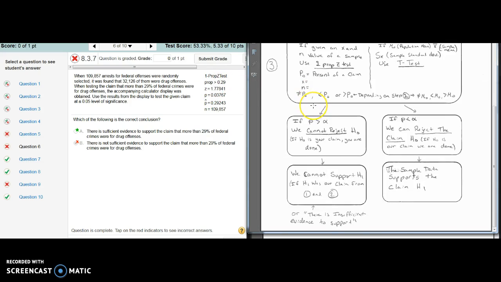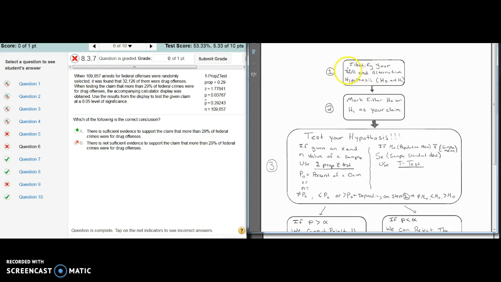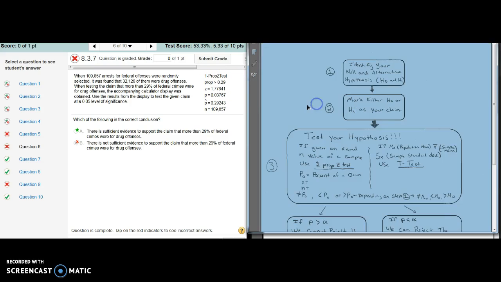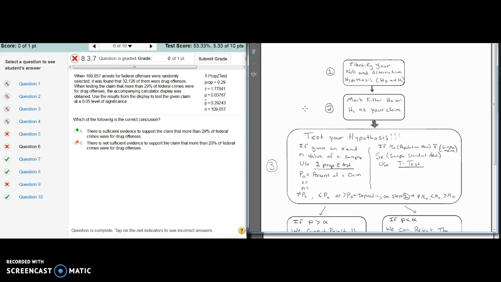I'm going to send this to you, but I went ahead and filled out kind of a flow chart of what we're going to do. They've already taken care of identifying the null and the claim. Again, you can see that we are testing our proportion is greater than 0.29. They ran it for us because you see we are testing the claim that more than 29% of federal crimes were for drug offenses. This is the calculator display. What we're trying to do is figure out if our p-value is greater than alpha or less than alpha. Since it's a less than, we know that our claim is going to be an H1, right? We are testing that H1 is greater than 0.29.